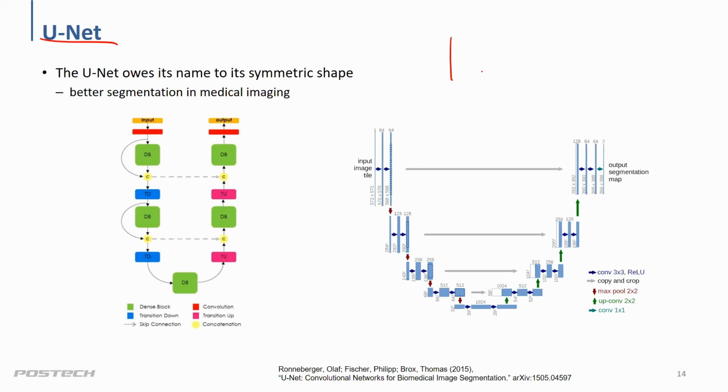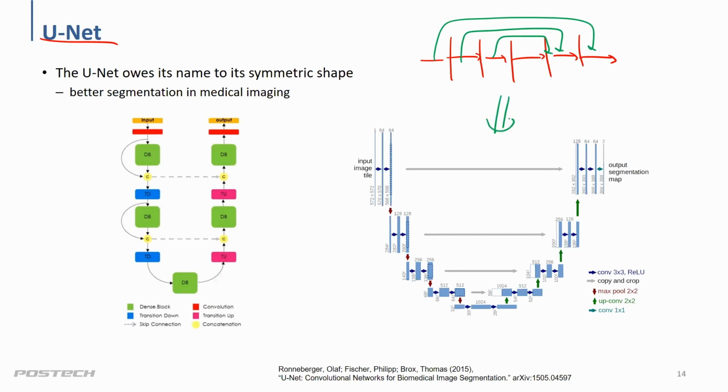let me see here. Suppose these are the layers. And the way we represent it is like this, so these are the skip connections. Now these are the layers and skip connections. So it looks like the shape is the alphabet U, hence its name is UNet. And this one is very famous for image segmentation, I mean, segmentation problems, especially specialized in medical images, right?